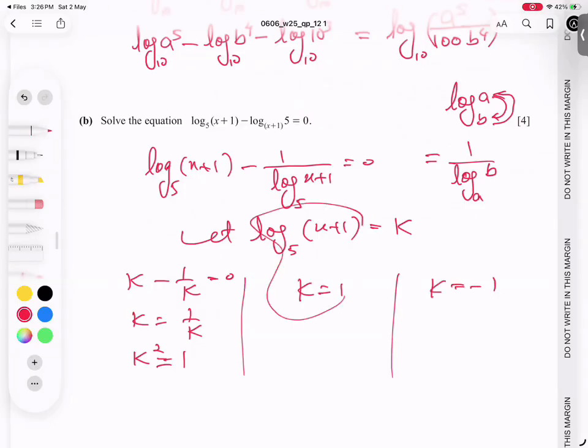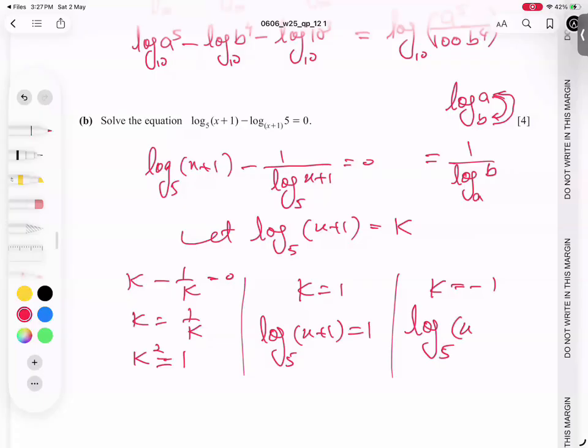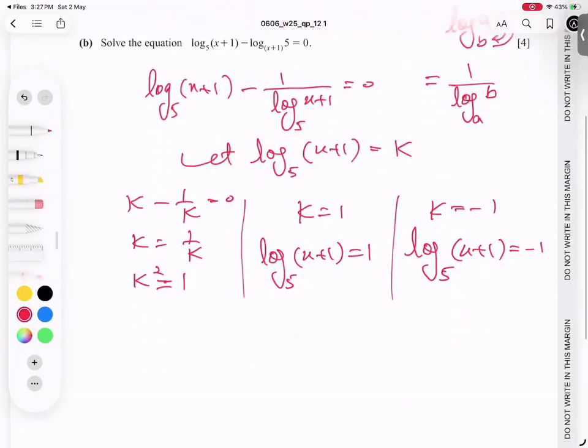Now I bring it back here. So logarithm of x plus 1 with base 5 is equal to 1, and logarithm of x plus 1 with base 5 is equal to -1. And I'm looking for both values, students. Basically, what is the base here? 5. I said before, if index and base are the same, the answer is 1. If 2, 2 or 5, 5. So I can replace this 1 by log 5 base 5.